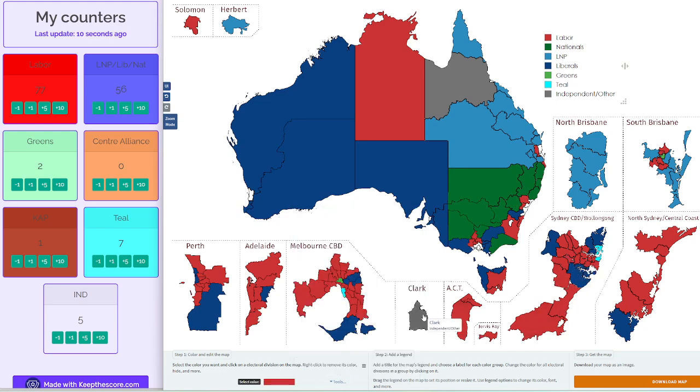So yeah, what we can see there is we'll retain Clark for the independent, and we see the Teals retain Goldstein, Sydney, and Bradfield. And I won't update those major parties, but that's where they return to. So yeah, worst case scenario, best case scenario. It'll definitely be interesting to see how that plays out.